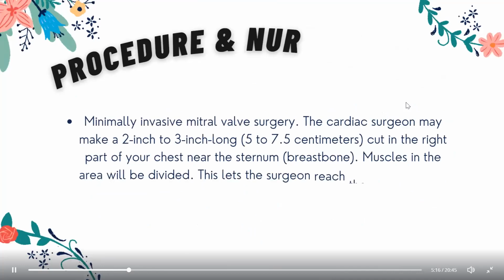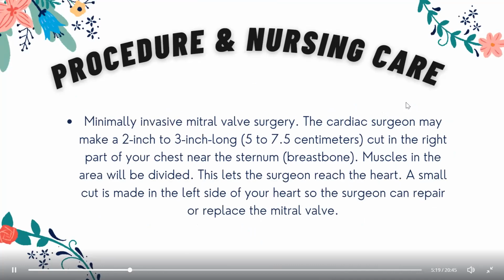What happens during a minimally invasive mitral valve surgery? During this surgery, the cardiac surgeon may make a 2 to 3 inch long cut in the right part of your chest near the sternum. The muscles in the area will be divided, which allows the surgeon to reach the heart. A small cut is made in the left side of your heart so the surgeon can repair.